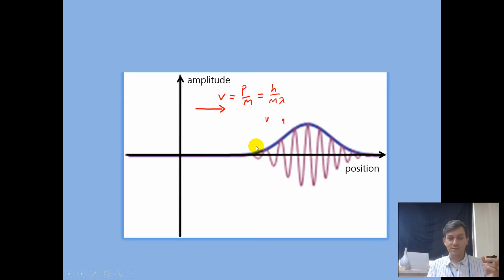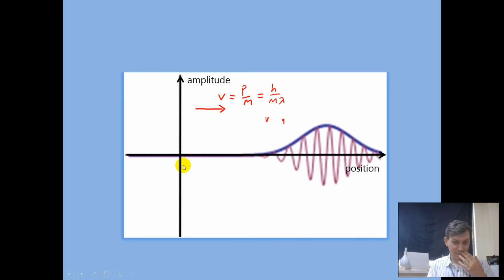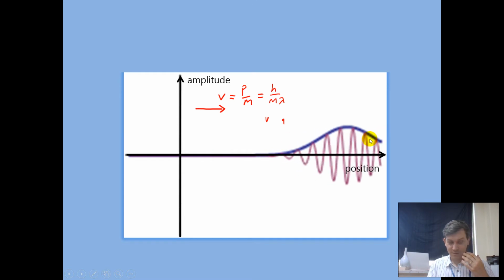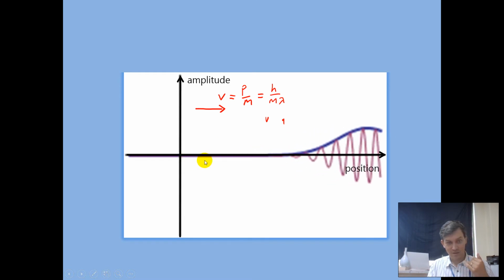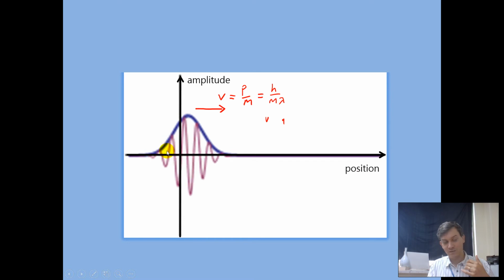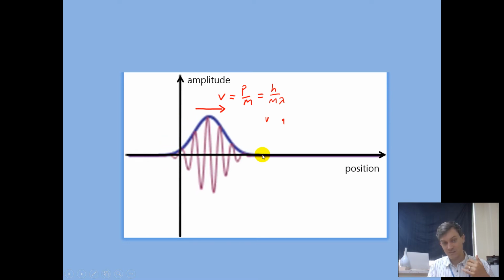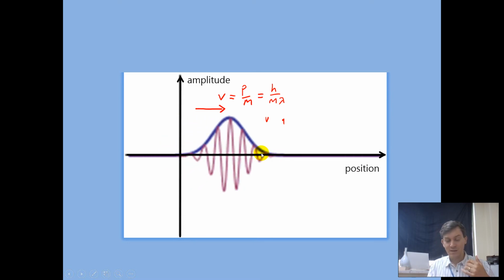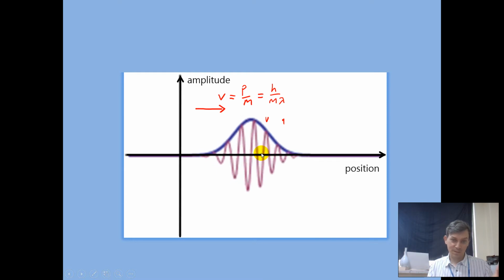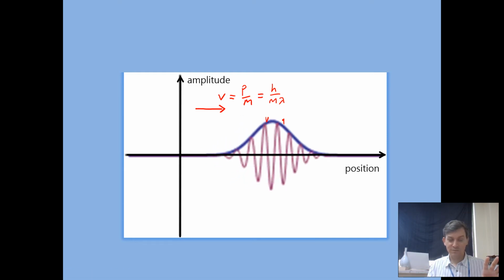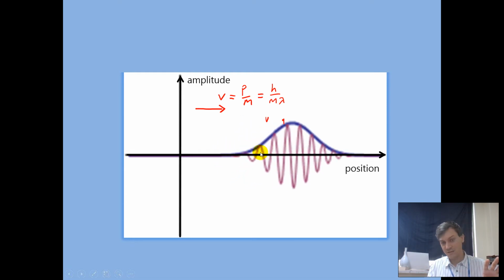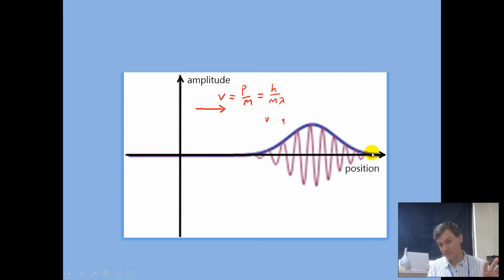The second thing you can see is that the wavelet does not stay the same width. If you look at the width of the wavelet, in other words the uncertainty in the position at the start, then as the wavelet evolves with time, you can see it's getting wider, right? It's getting wider and wider.